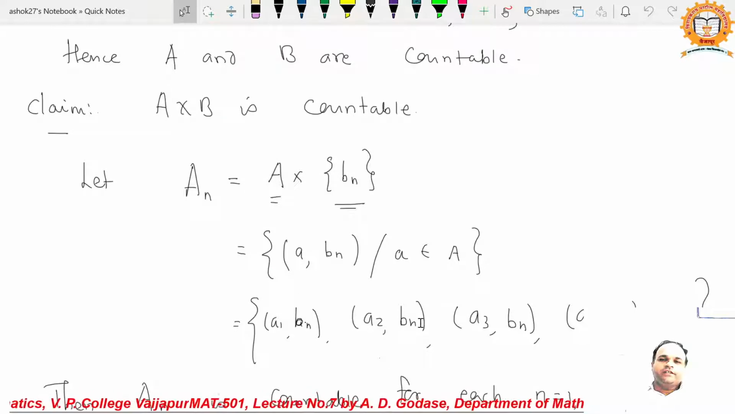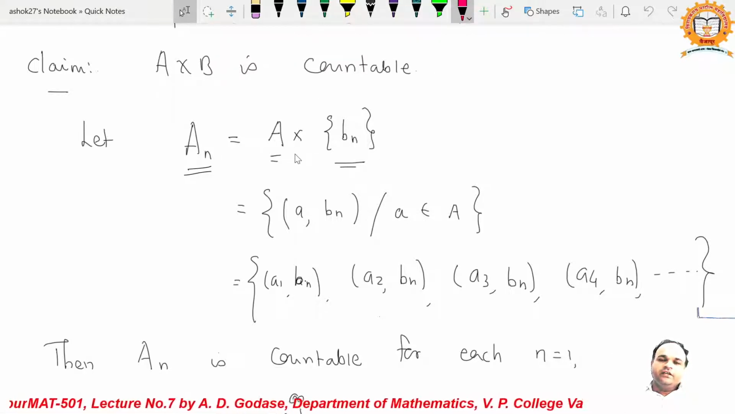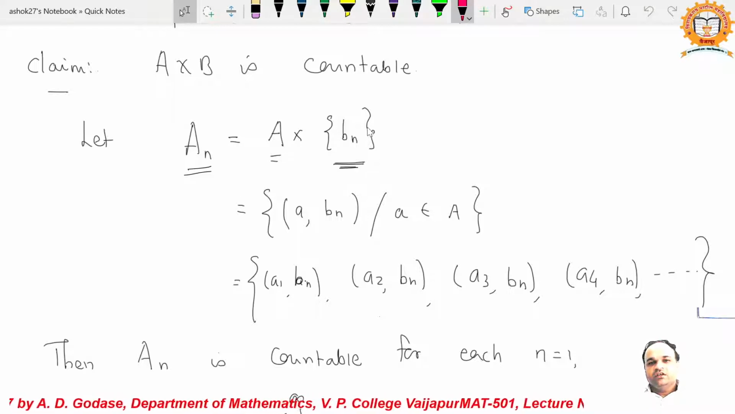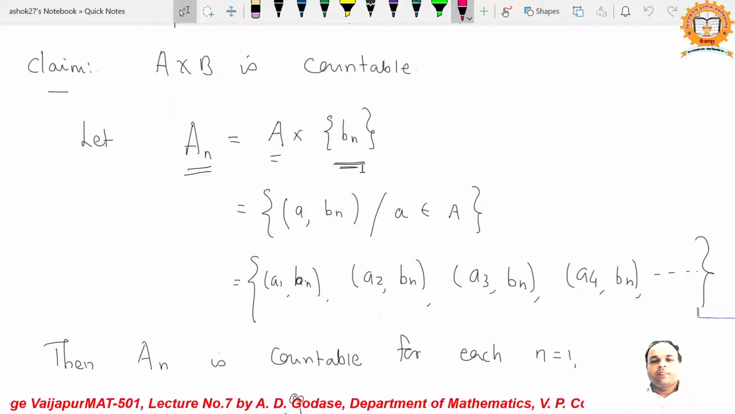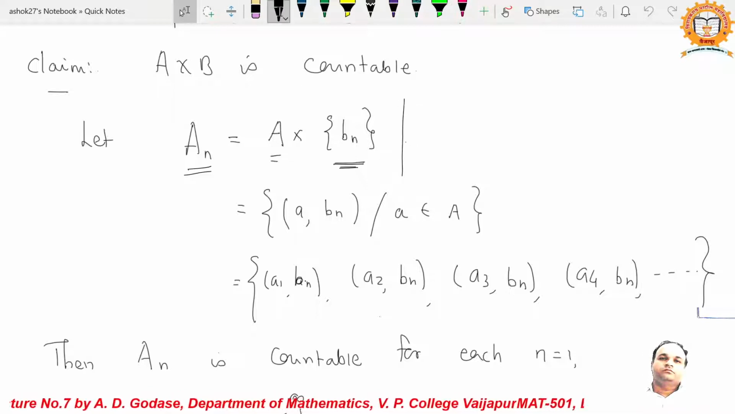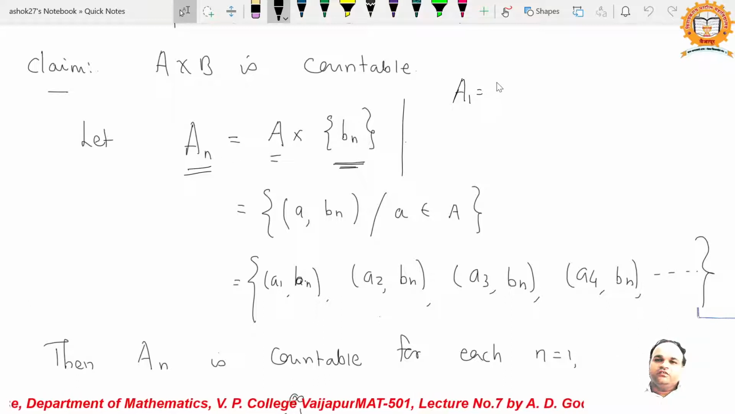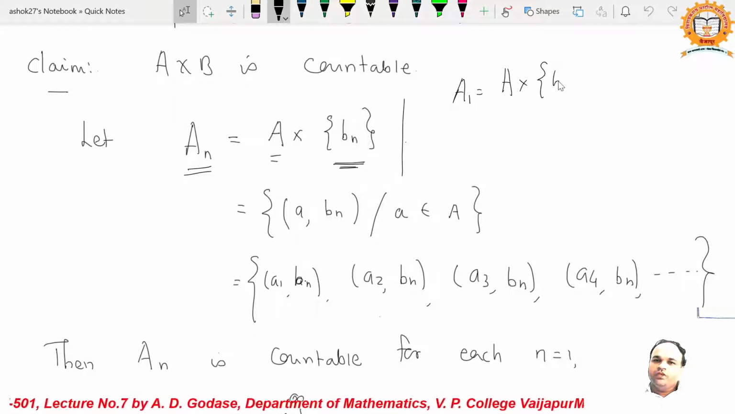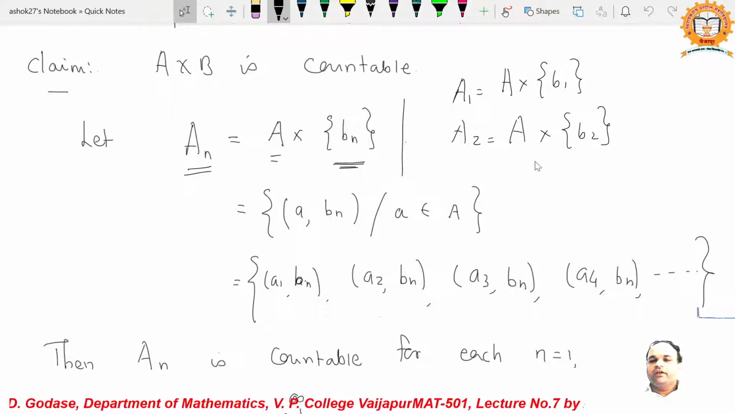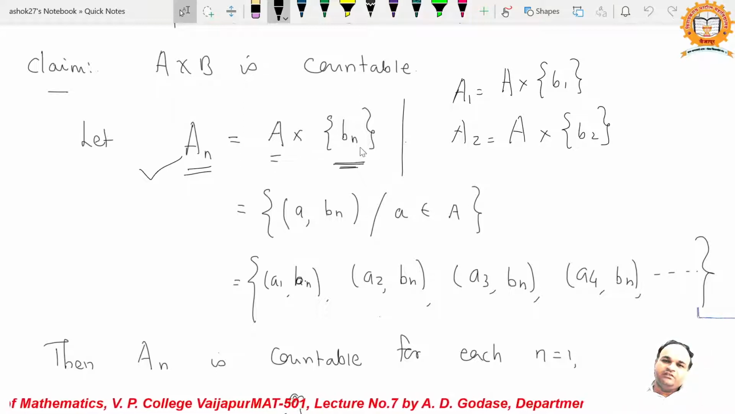For that, we are letting capital A_n be defined as follows. A_n is the cross product of two sets: A cross the singleton {b_n}, where b_n is the nth element of B. So what will be A_1? Using the definition of A_n, we get A_1 as A cross {b_1}. Similarly, A_2 is A cross the singleton {b_2}, and in a similar way you get A_3, A_4, and A_n is the cross product of A with the singleton set {b_n}, the nth element of B.